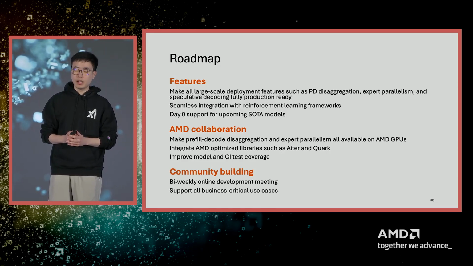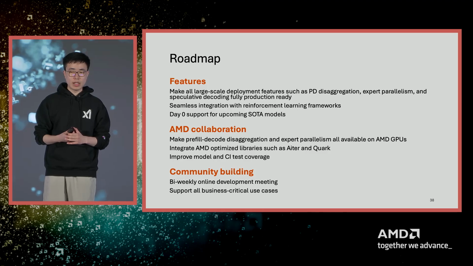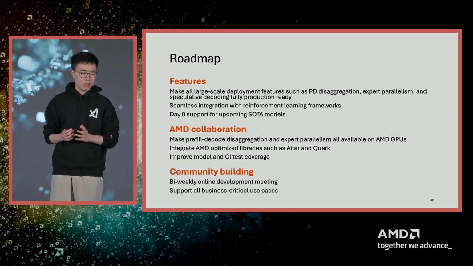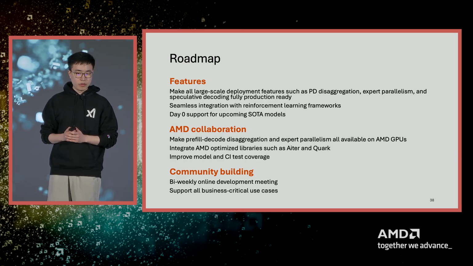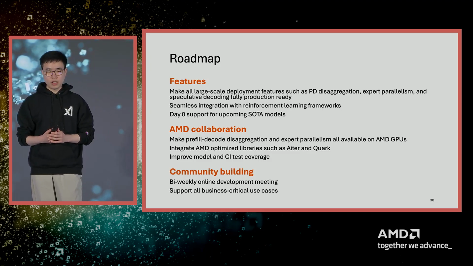And in terms of AMD collaboration, we also make all the features available on AMD GPUs. We not only do the common optimizations, but we will also integrate a lot of AMD-optimized specific libraries, such as AITER and Quark. You can also learn more about AITER in the following talks. And we'll continue to improve model accuracy and CI tests. If you are interested in our community, you can join our bi-weekly online development meeting, and we're interested in hearing your business cases.